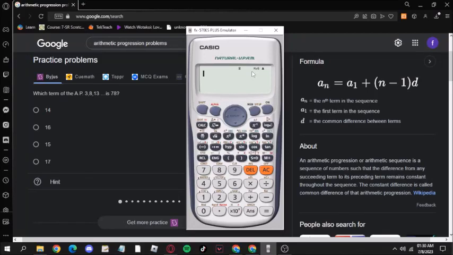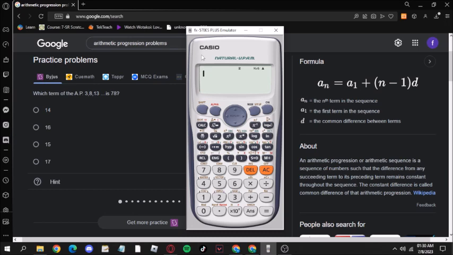Hello everyone. In this video we're going to talk about how to solve arithmetic progression problems easier using your Casio FX570 ES+. Regardless if it's the first or the second edition, the series of steps, which are considered as calculator techniques or tricks, will work either way.